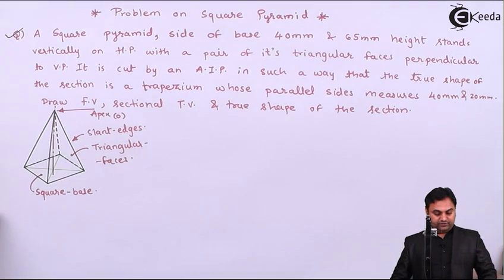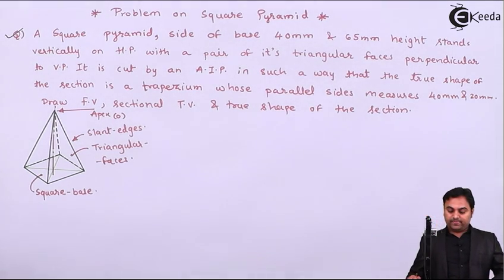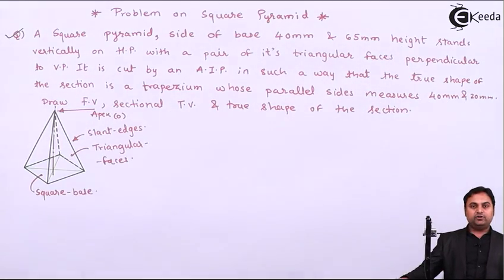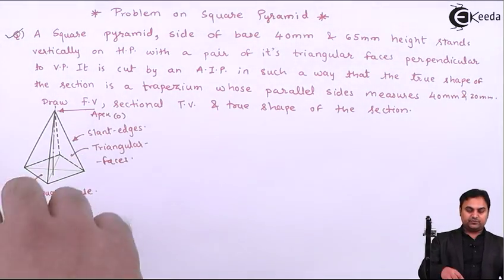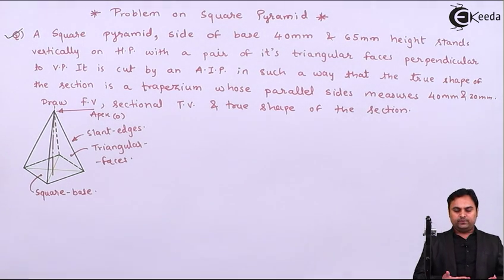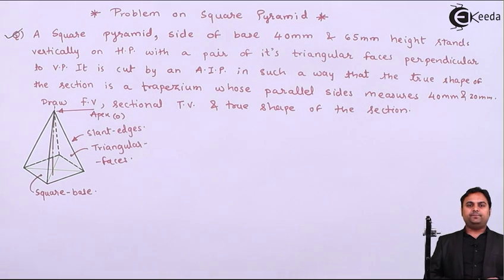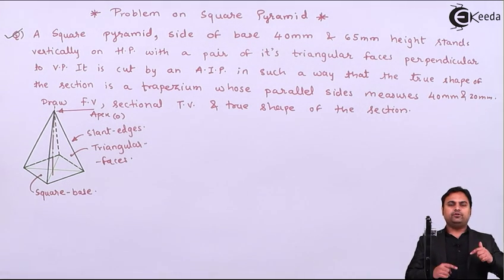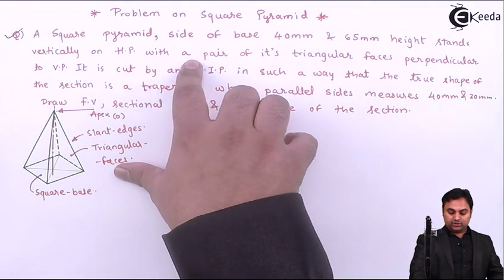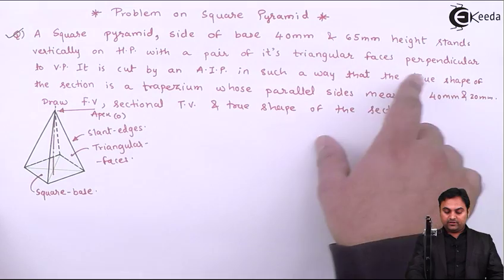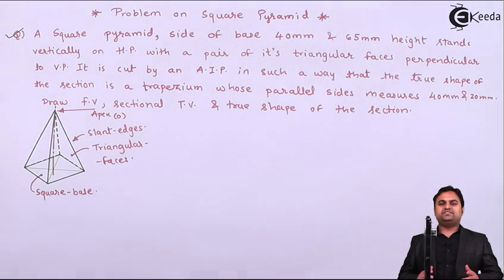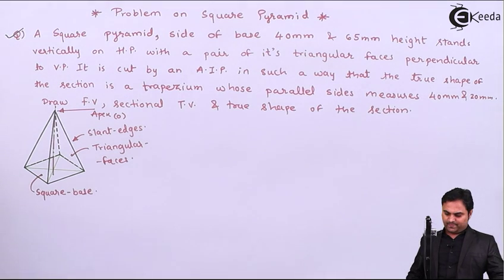Now I'll read the question, what is given. A square pyramid, side of base 40 mm and 65 mm height, stands vertically on HP. It means it is kept in this way, like I have drawn the diagram. We can assume that this is an HP or a ground on which the pyramid is being kept. So when we are looking from top, we are going to see the square base. Now how to draw that square base? The condition is with a pair of its triangular faces perpendicular to VP. So this condition I'll explain by drawing it. So let us get started with the solution.